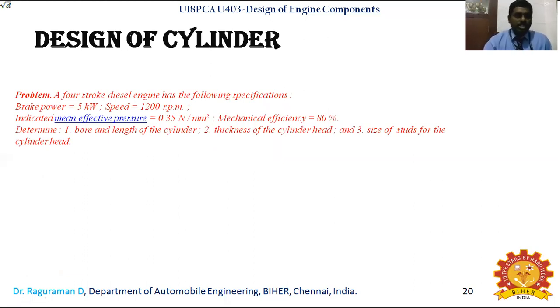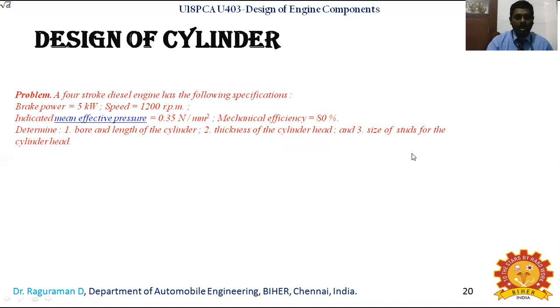A 4-stroke diesel engine. As I already mentioned, small n will be taken equal to the speed of the engine, capital N, if it is a 2-stroke engine, and if it is a 4-stroke engine, it will be considered half of that. That's what you see in the notation, 4-stroke diesel engine. The brake power and the speed N are given. Indicated mean effective pressure and mechanical efficiency are given. It is required to determine the bore and length of the cylinder, the thickness of the cylinder head, and the size of the studs for the cylinder head.